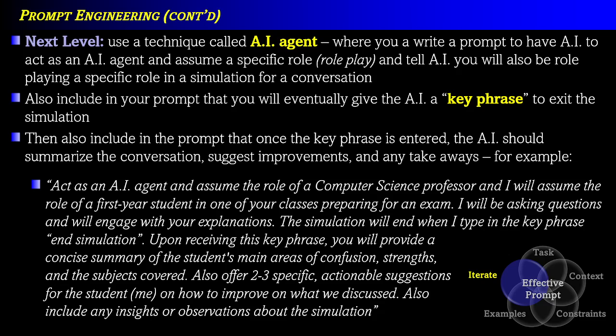Act as an AI agent and assume the role of a computer science professor. I will assume the role of a first-year student in one of your classes preparing for an exam. I will be asking questions and will engage with your explanations. The simulation will end when I type in the key phrase, end simulation. Upon receiving this key phrase, you will provide a concise summary of the student's main areas of confusion, strengths, and the subjects covered. Also, offer 2 to 3 specific actionable suggestions for the student on how to improve on what we discussed. Also include any insights or observations about the simulation.